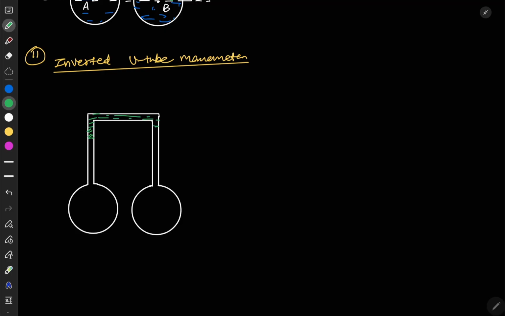Sometimes it is manometric fluid, and let's say this is your initial level. Of course there is pipe A and pipe B, and due to its pressure, let's say that here it reaches up to this point and here it reaches up to this point. Let's say this height difference is your h.